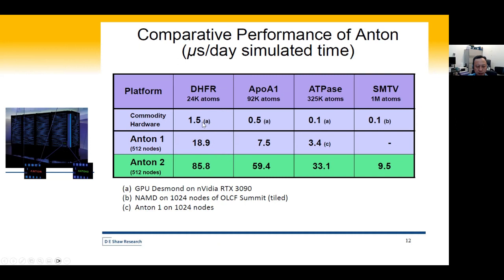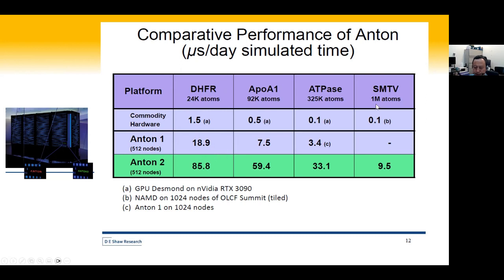Okay, so if you use commercial hardware, you can only run 1.5 microseconds per day. With Anton 1, it's roughly a tenfold increase in speed. And with Anton 2, it's a 40-fold increase for this small system. But when you go to a large system, let's jump to the million atoms.